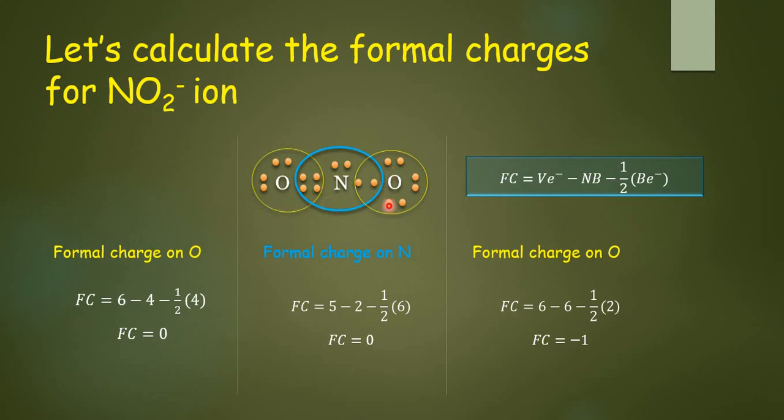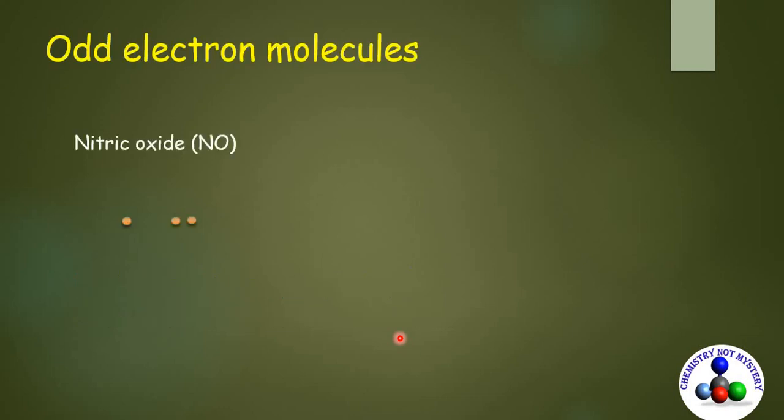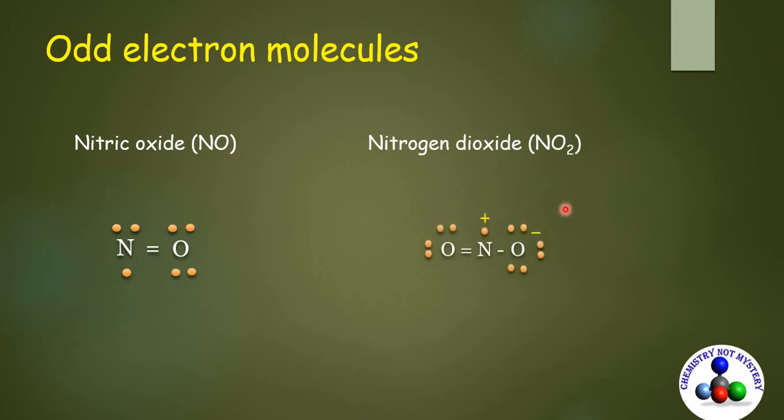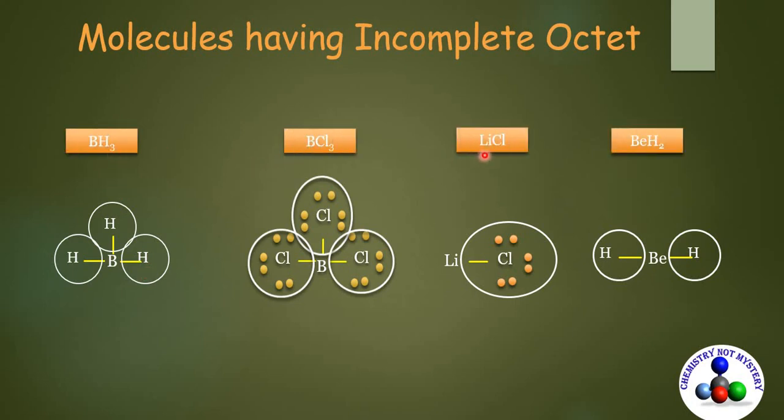This octet rule seems quite good, but there are some molecules that do not obey the octet rule. For example, odd electron molecules like nitric oxide NO and nitrogen dioxide NO2. In both of them, the octet of nitrogen is incomplete. Here are some more molecules having incomplete octet like BH3, BCl3, LiCl and BeH2. In all of them, the central atom hasn't achieved an octet.